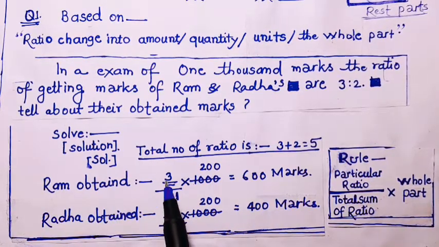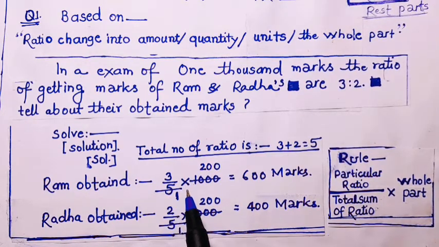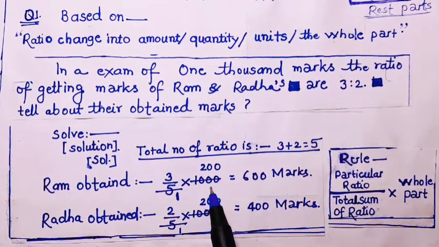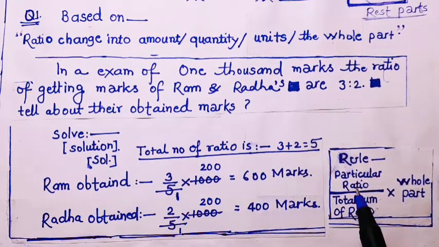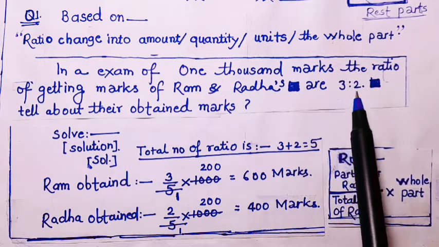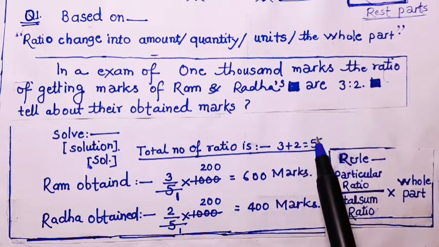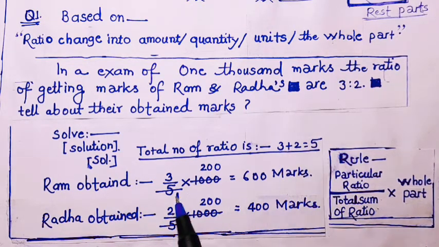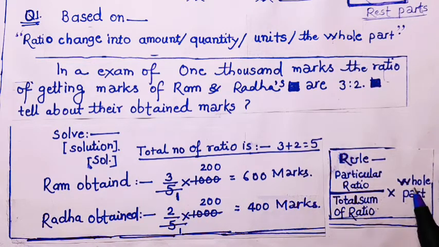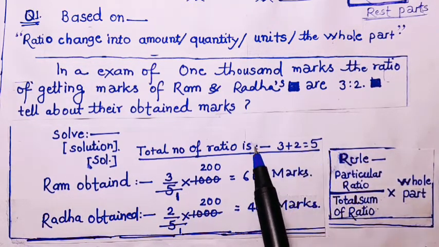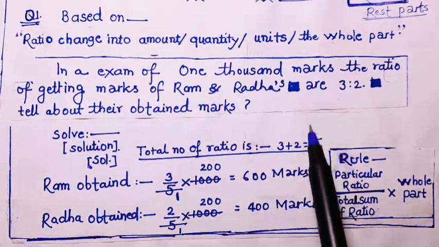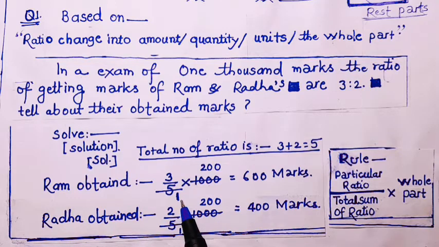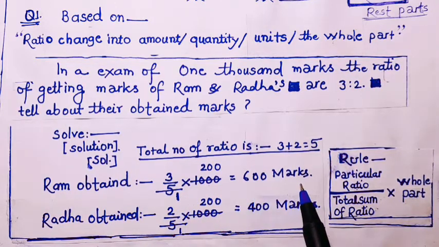Ram obtained 3 by 5 into 1000. 3 is the particular ratio of Ram and 5 is the total sum of ratio, 3 plus 2. The total sum of ratio is 5, into the whole part, and the whole part is 1000 marks. In this way finally we get 600 marks.